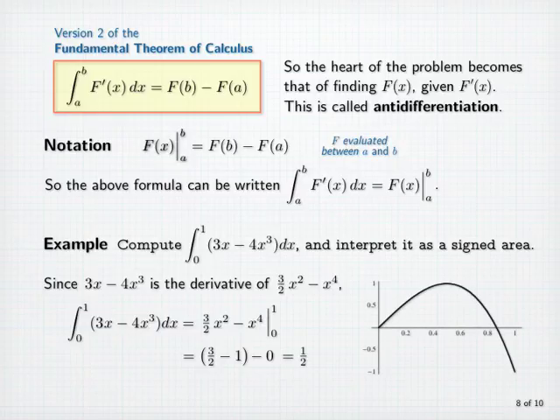Here's the graph of the function 3x minus 4x cubed on the interval 0 to 1. The integral of that function from 0 to 1 is the signed area bounded by the curve and the x-axis between 0 and 1. So the signed area here is 1/2. In other words, the area of the green region minus the area of the red region is 1/2.